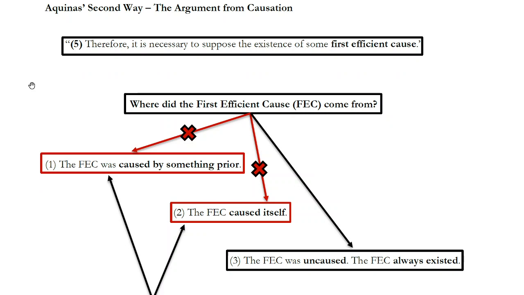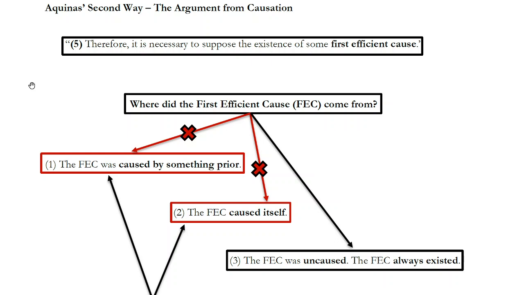Now, we already started to broach this question a little bit, right? Because there is the question again, where did the first efficient cause come from? Which I've suggested is sort of not the right question to ask, or it sort of misconstrues the issue. But let's make the options more explicit. If you say, where did the first cause come from? You could say it was caused by something prior. But we just said, look, the first cause can't be caused by something prior. It wouldn't be the first cause then.